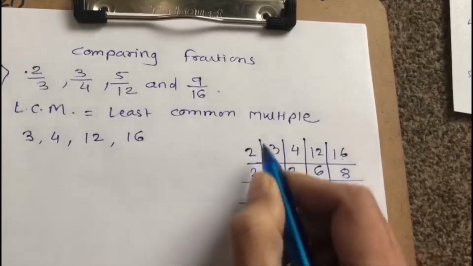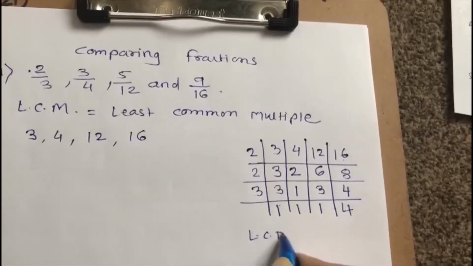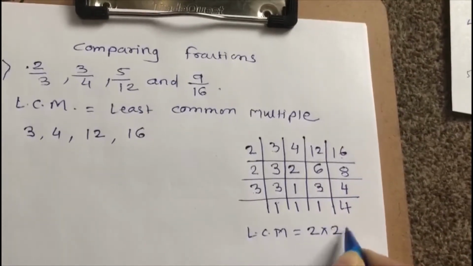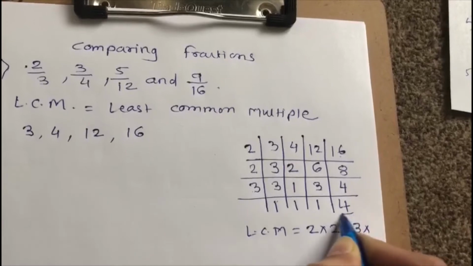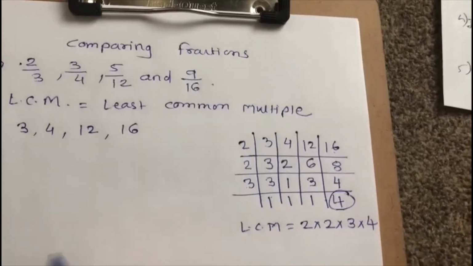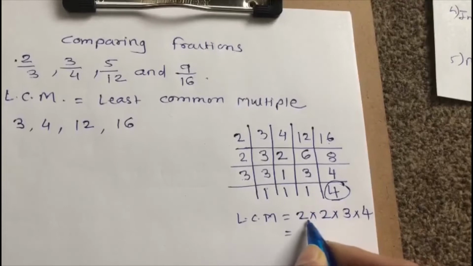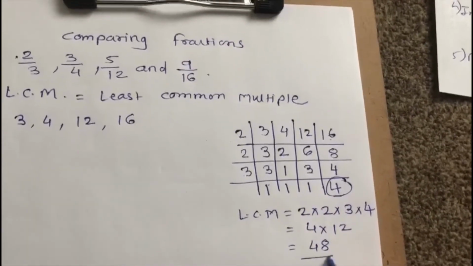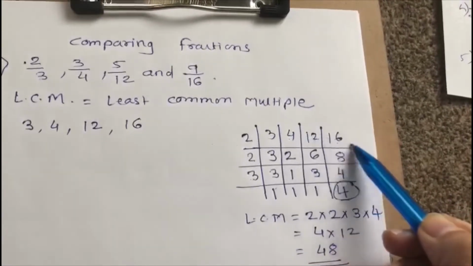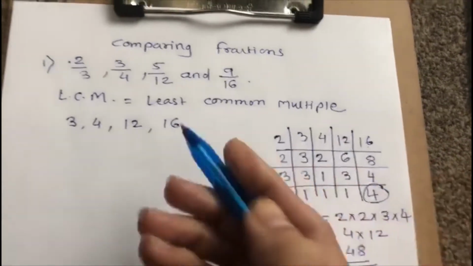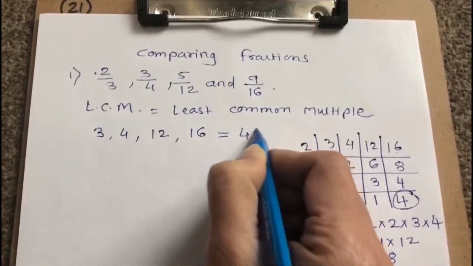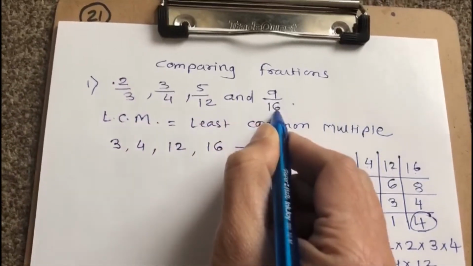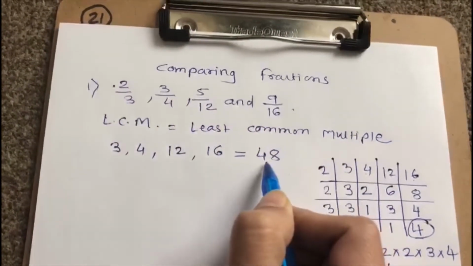Now we have got it. The LCM of 3, 4, 12 and 16 is 2 into 2 into 3 into 1 into 4, which means 4 times 12 equals 48. So the LCM of 3, 4, 12 and 16 is 48. So I write here LCM 48. So we have to convert all these fractions so that the denominator is 48.